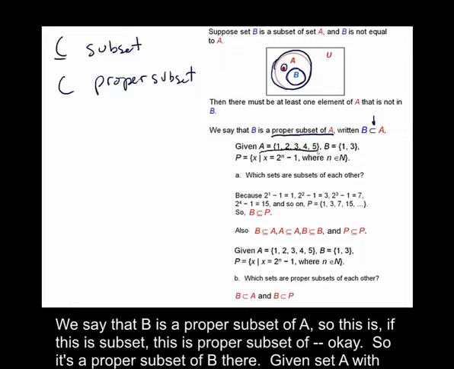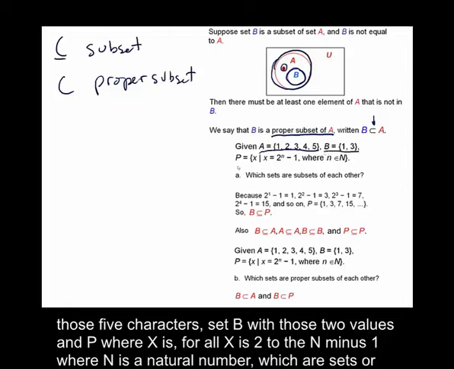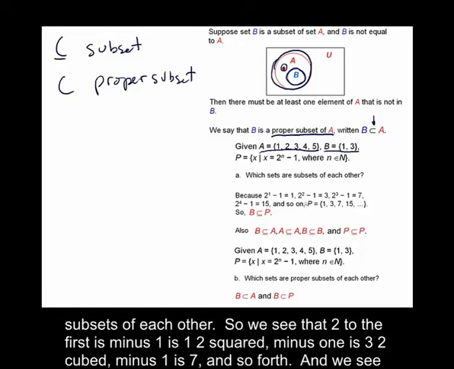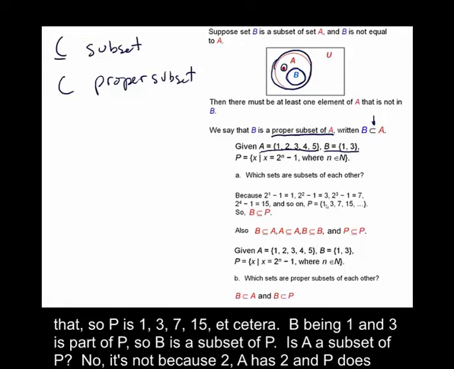Given set A with those 5 characters, set B with those 2 values, and P where x is 2 to the n minus 1, for all n a natural number, which are subsets of each other? So we see that 2 to the first minus 1 is 1, 2 squared minus 1 is 3, 2 cubed minus 1 is 7, and so forth. So P is 1, 3, 7, 15, etc. B being 1 and 3 is part of P, so B is a subset of P.